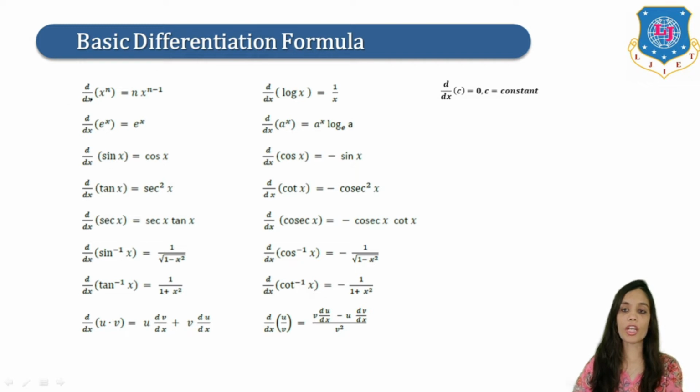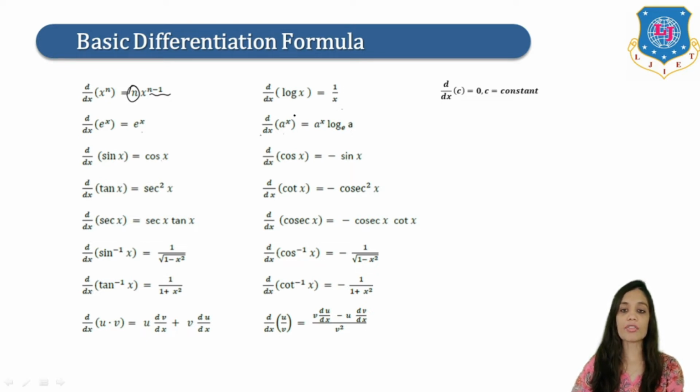So the first formula is of d by dx of x raised to n. It is equal to n x raised to n minus 1. So you have to bring the power on this side and then decrease one power. Derivative of e raised to x is e raised to x. Derivative of sin x is cos x. Derivative of tan x is sec square x. Derivative of sec x is sec x tan x. Derivative of log x is 1 upon x.